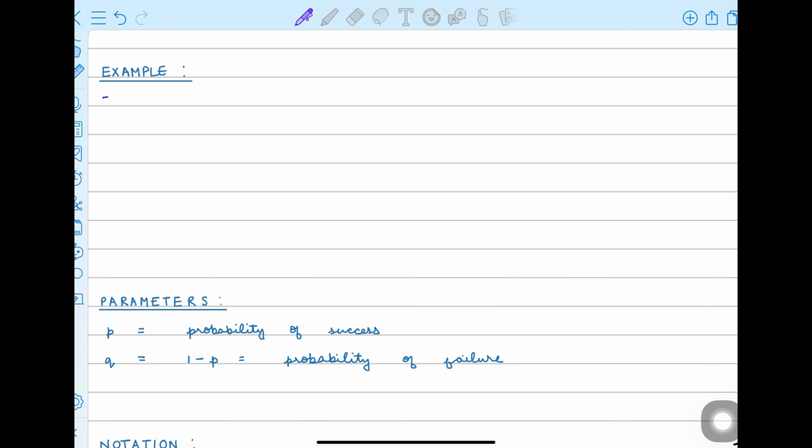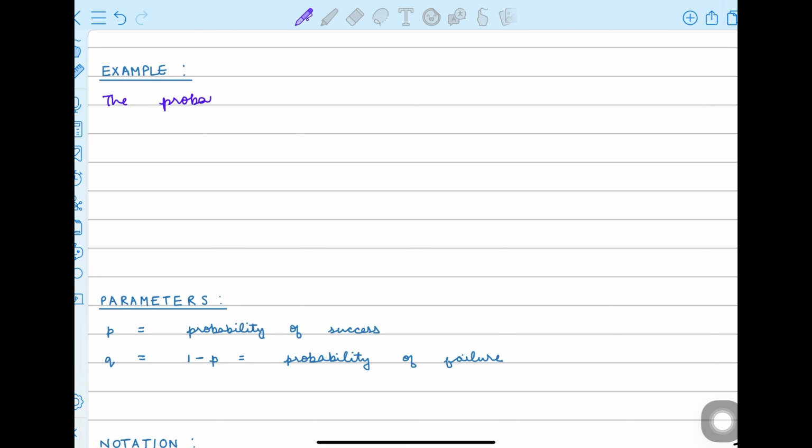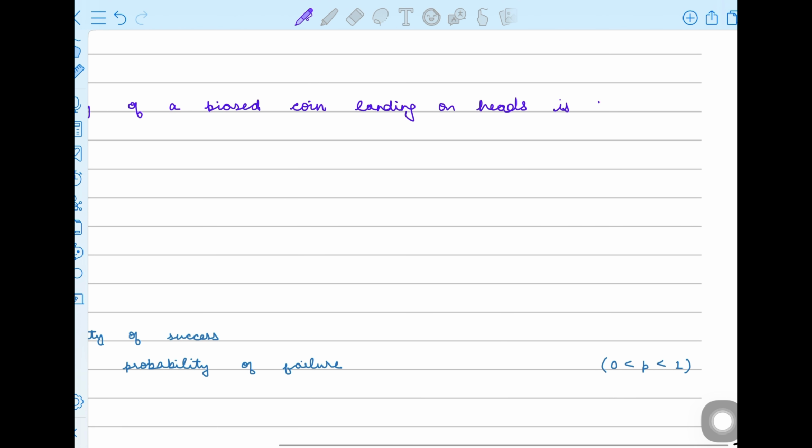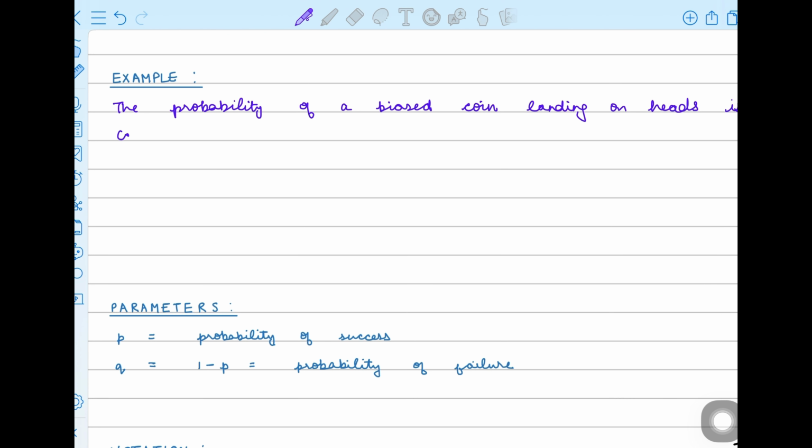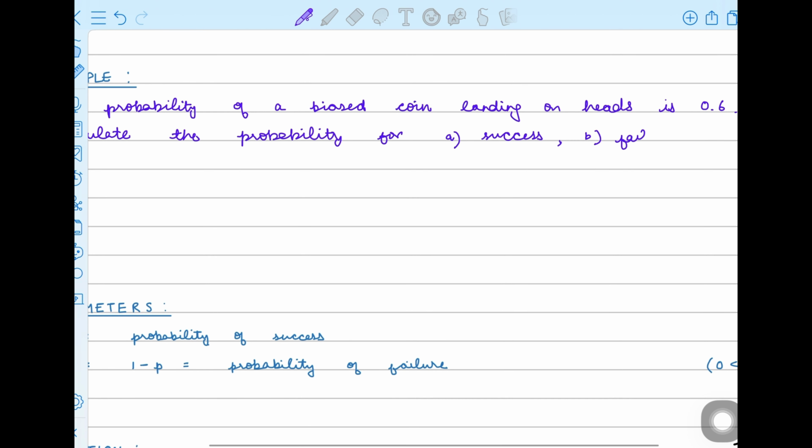For example, the probability of a biased coin landing on heads is 0.6. Calculate the probability for success, failure.